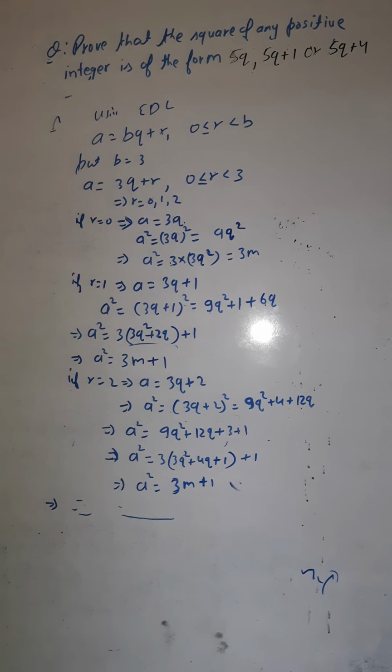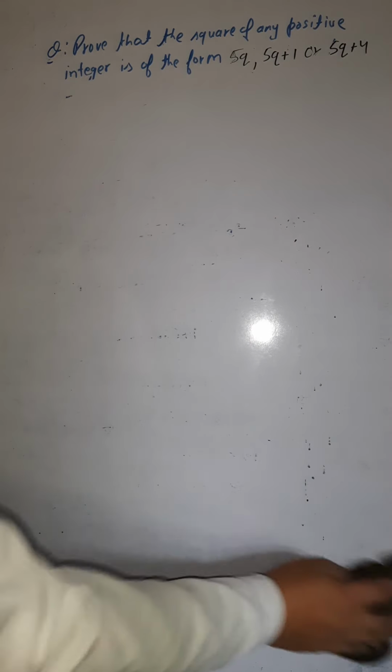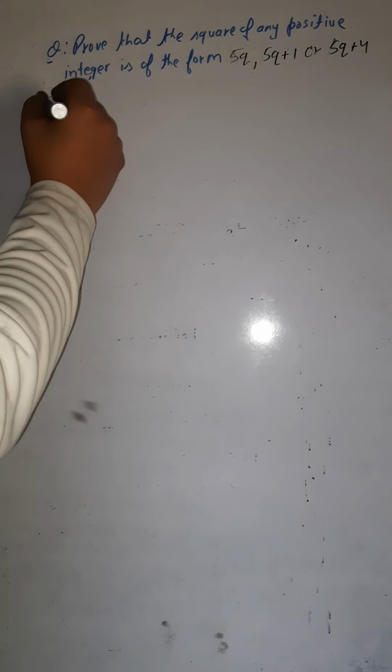Okay, let me do this question here. You might be facing some problem here. Let me solve this question here. So the question is: prove that the square of any positive integer is of the form 5q plus, and so on. All this I am doing here.